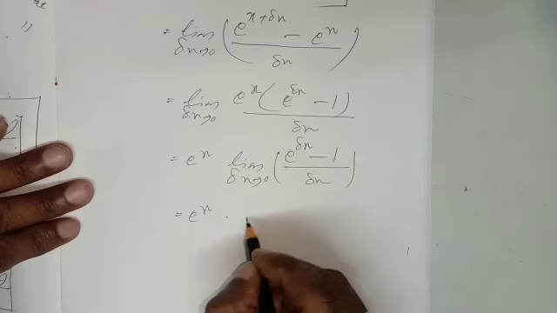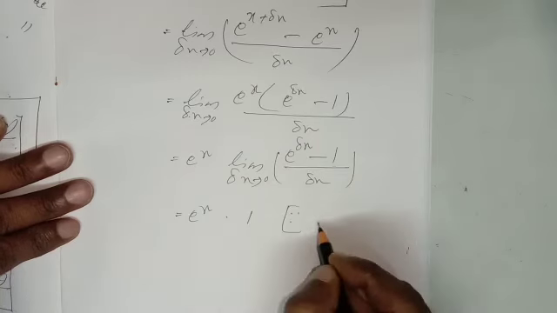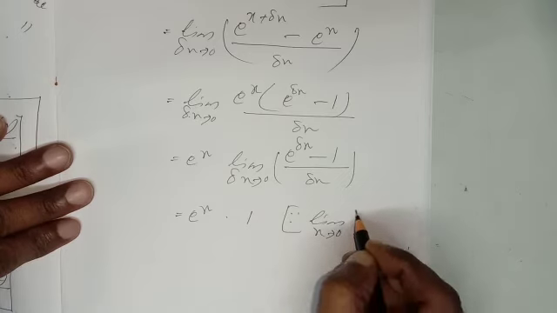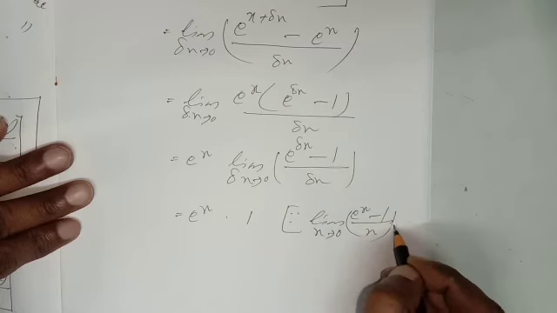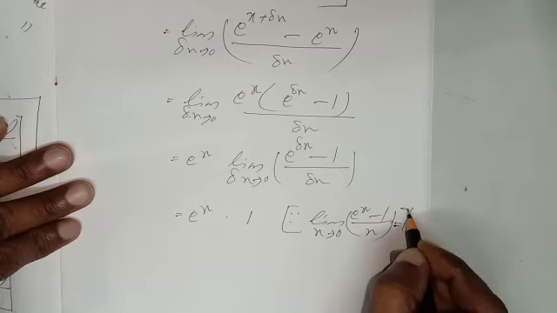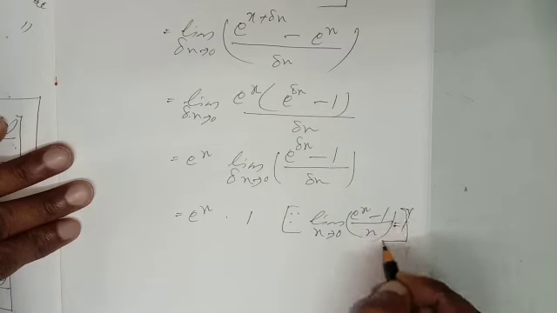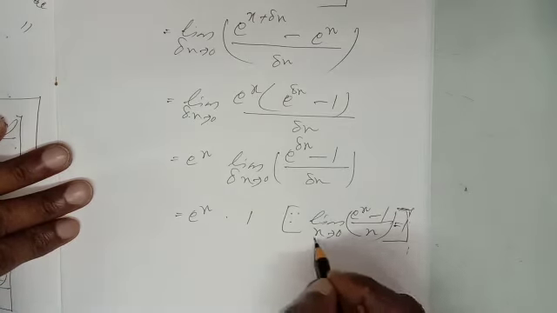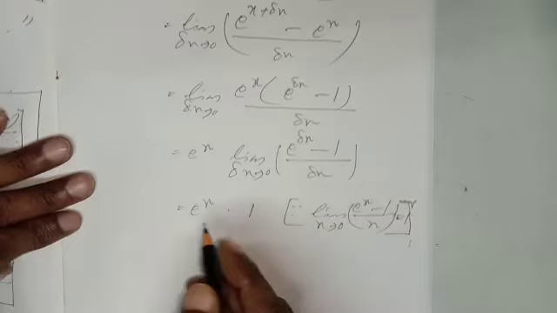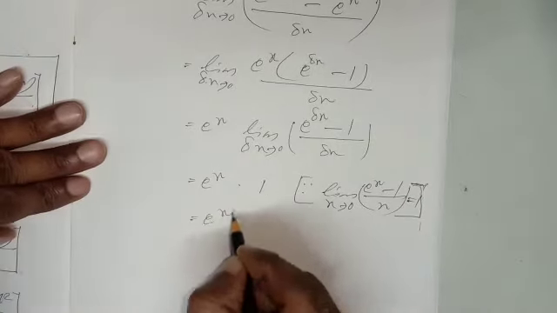I am writing the formula here. Limit x tends to 0, e to the power x minus 1 by x is equal to how much? 1. This is the formula that I applied here. Limit formula e to the power x minus 1 by x, and the limit x tends to 0 is equal to 1. Final answer you are getting is e to the power x.